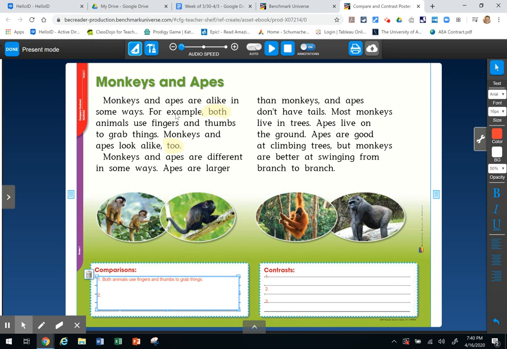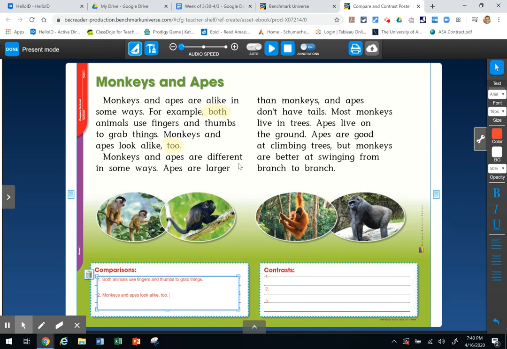That's the way, actually, we as humans, that's how we are the same as monkeys and apes. If you look at your hands, you have fingers and thumbs, and you use them to grab things. Okay, and then the second way that monkeys and apes are the same is it says monkeys and apes look alike too. Monkeys and apes look alike too. Okay, so that was two ways that monkeys and apes are the same.